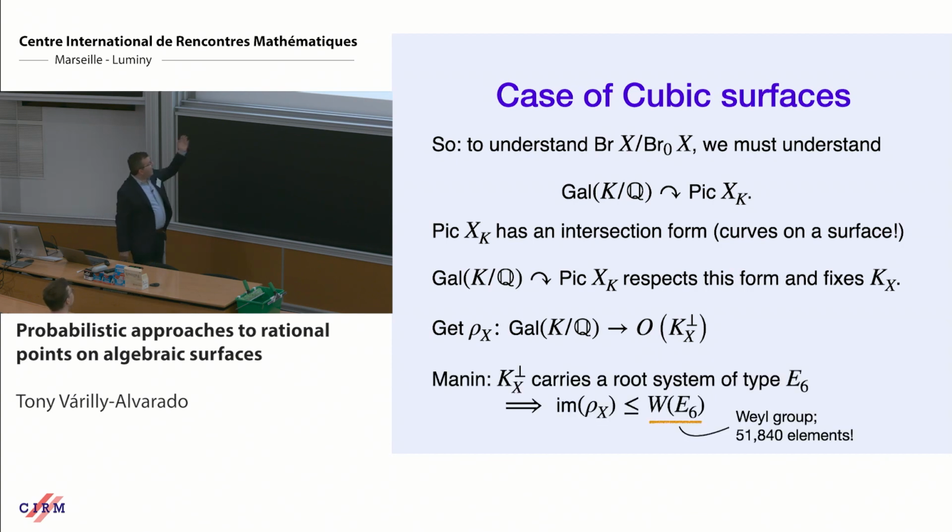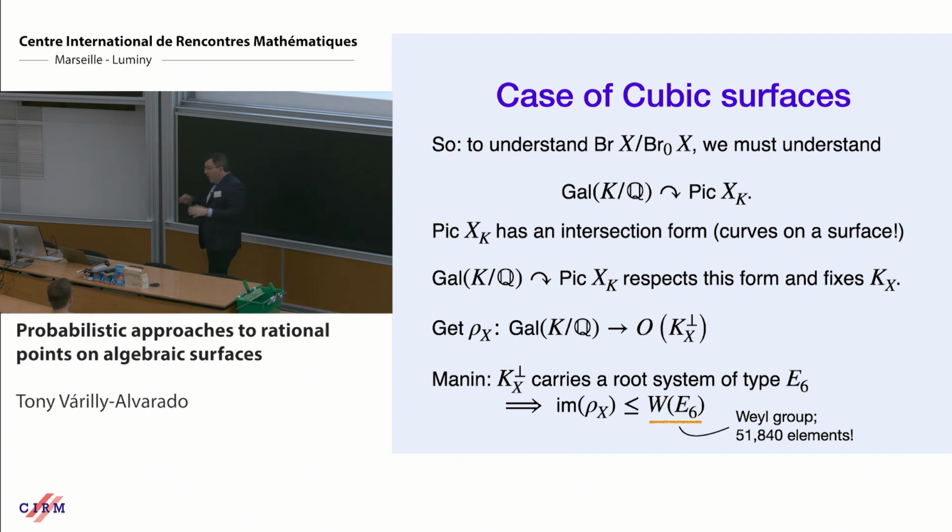So Manin in the 1970s, at least that's the first written source that I know of. This might be historically an earlier discovery, but he showed that this lattice, K_X-perp, in fact carries a root system of type E6. Okay? This is actually not so difficult to show, but you need to know what a root system is and how to look for it. But the upshot of this observation of Manin's is that not only is this Galois group of K over Q finite, but it lands in a subgroup of this orthogonal group that has to be a subgroup of the Weyl group of this root system.